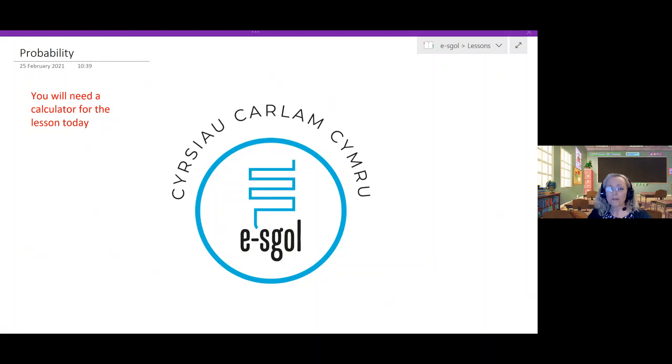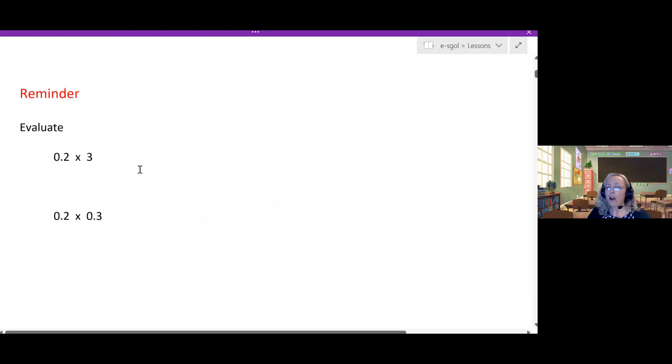Thank you, Mr Walters. So today's lesson, we're going to have a look at probability, and it would be a good idea if you had a calculator for at least some of the questions today. So to start us off, here we are. I'd like you to have a quick look at these questions. It says evaluate, and that just means work out the answer to. So can you evaluate 0.2 multiplied by 3 and 0.2 multiplied by 0.3? I'm just going to give you about 20 seconds to try those, and then we'll have a look at the answers.